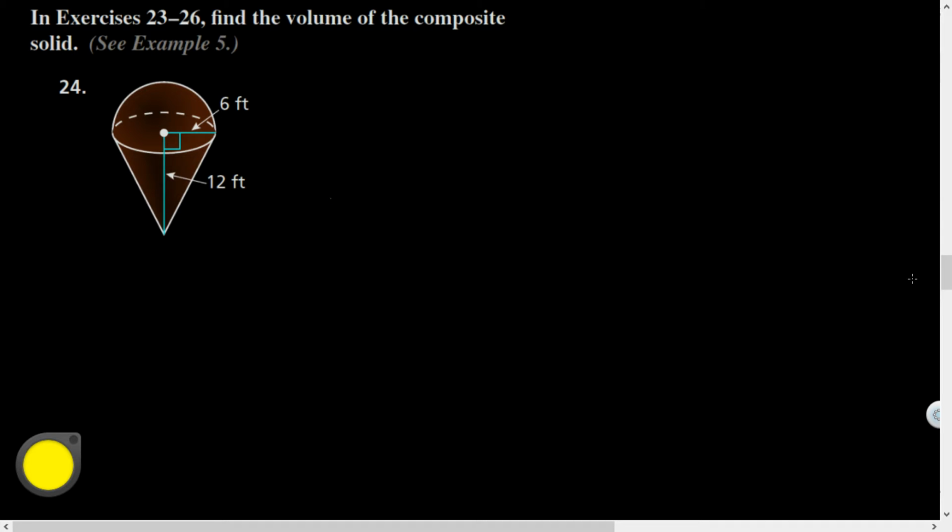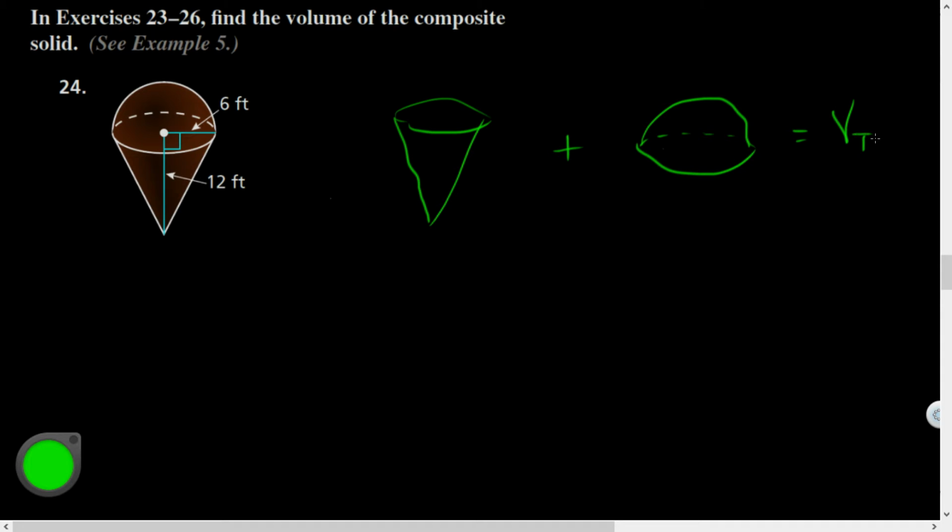I think I've got one more question for us. Oh, the ice cream cone. Snow cone. There we go. All right, I'm thinking this plus this is going to equal the total volume.